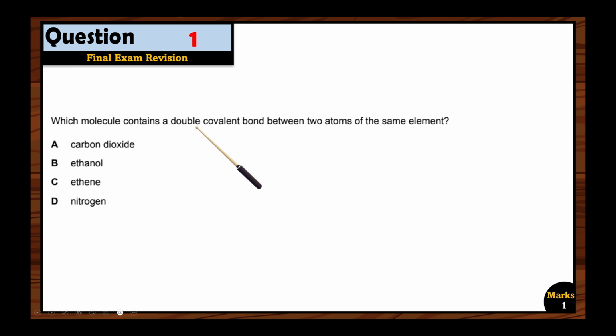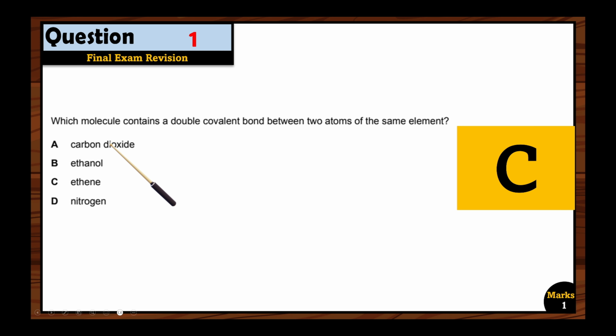Which molecule contains a double covalent bond between two atoms of the same element? So now they are asking about the covalent bond. We already know that covalent bond is actually about sharing of the electrons, right? So all of them are sharing the electrons, but we have to see which one contains a double bond. Carbon dioxide, sorry, ethanol, ethene, nitrogen. So ethene is the right answer.